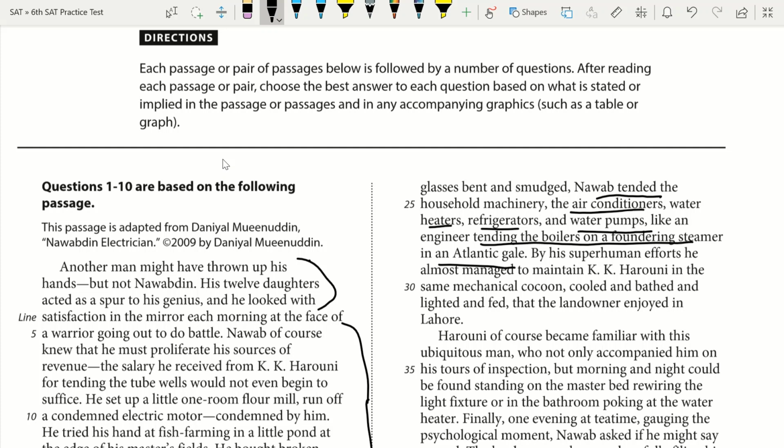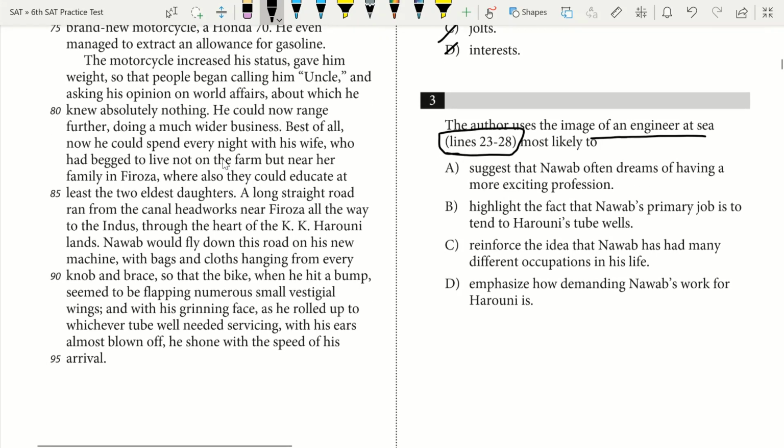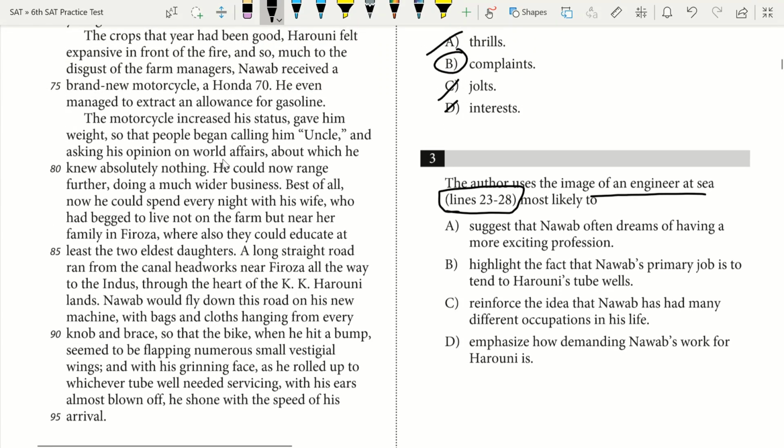It's super hot, and it's really, really hard work, much like this hard work of the household machinery, tending to all of that, the air conditioners, water heaters, and fridges. So it's really showing the difficulty and physical strain that Nawab endures in his job or in his occupation. Okay, so let's look at our options here.